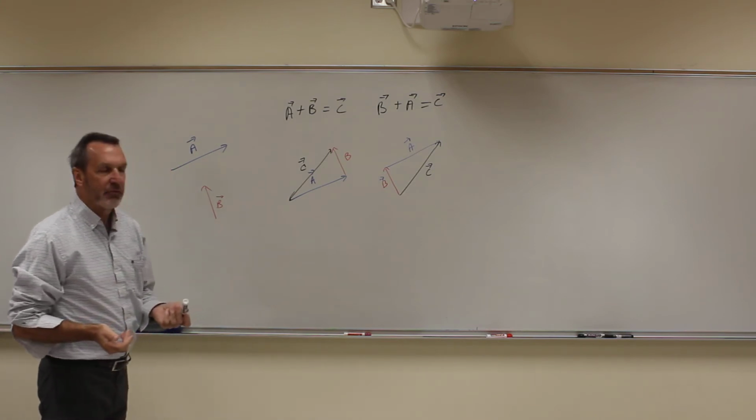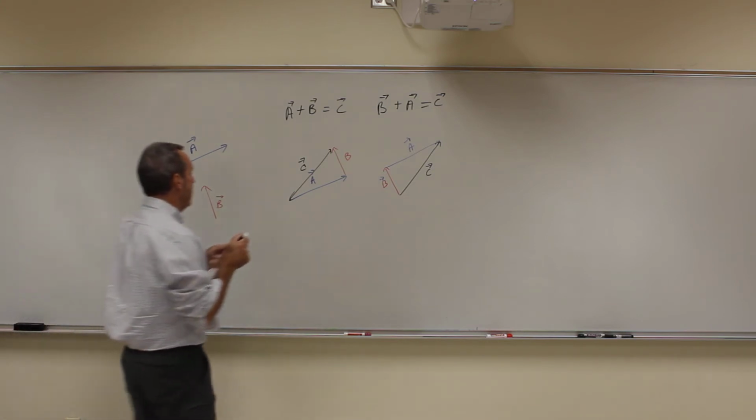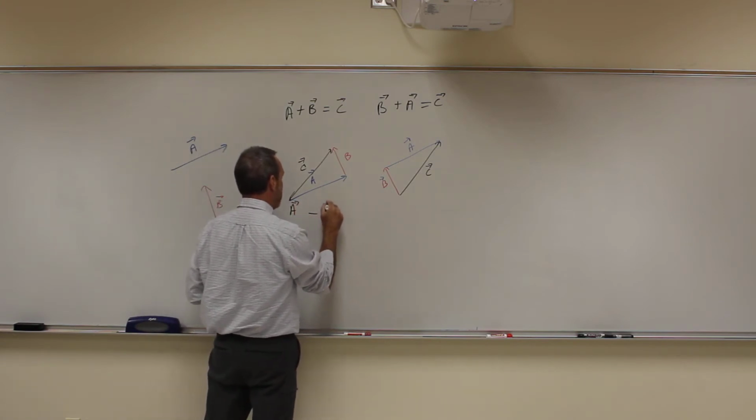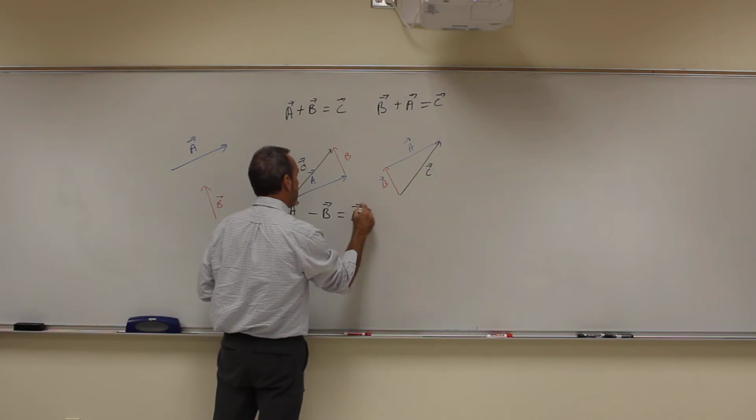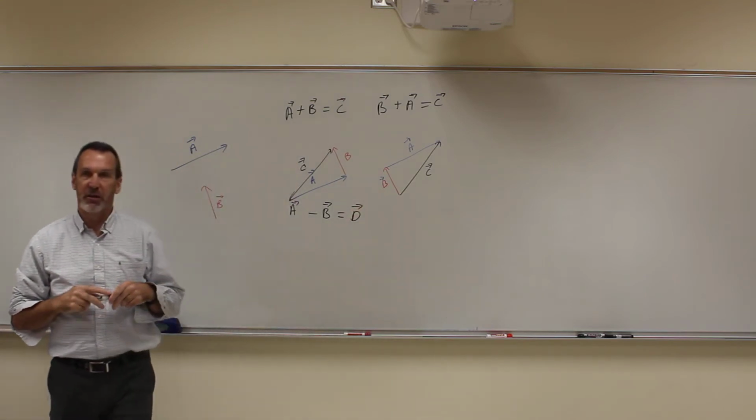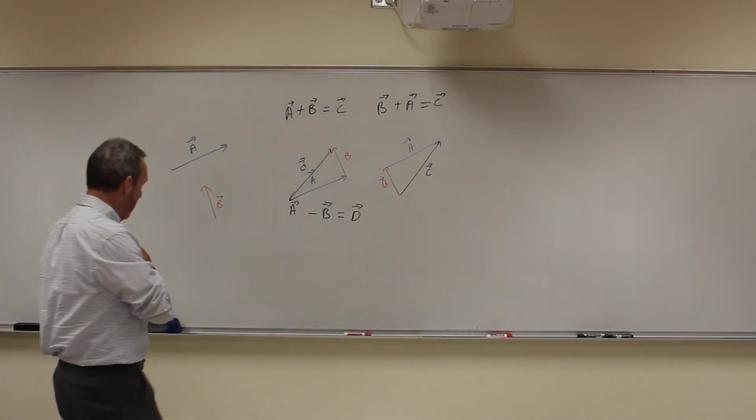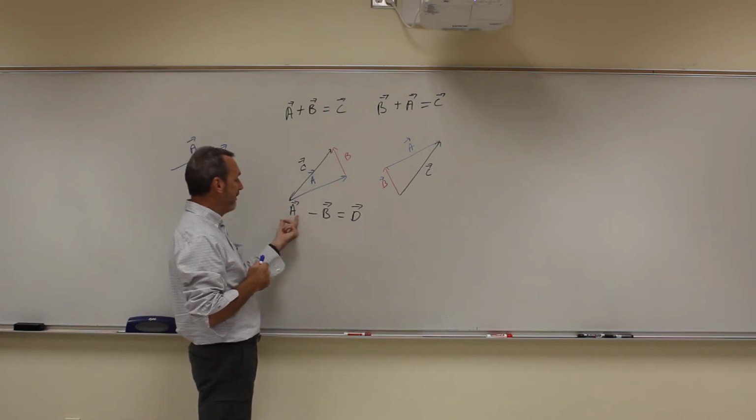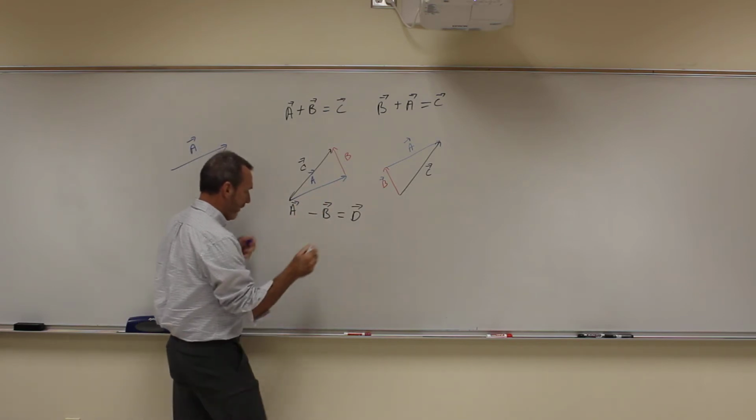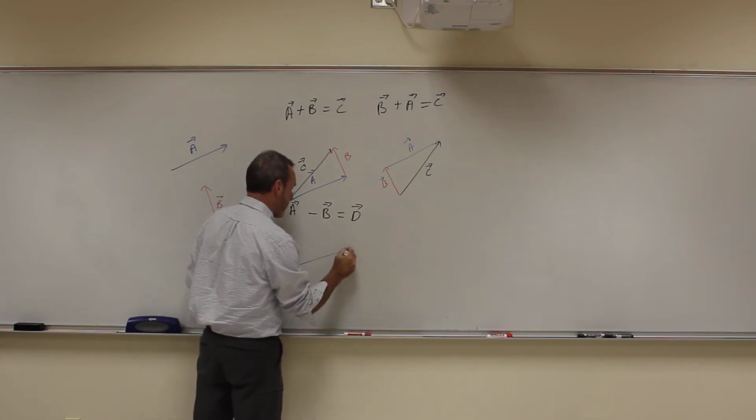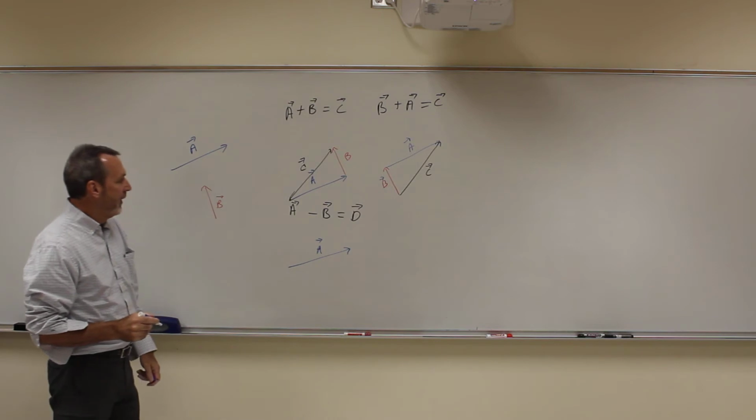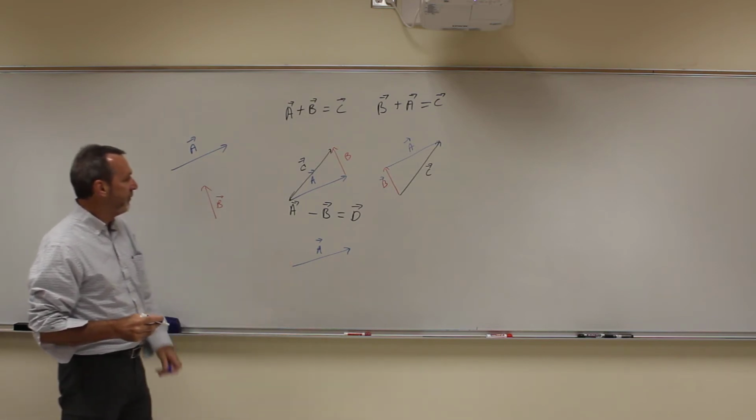Can we subtract vectors? Yes. So what if we do vector A minus vector B to get vector D? All right. Vector A minus vector B. Well, we're going to do the same thing. We're going to start with vector A. So here's vector A, same as it always was. Keep it the same length.